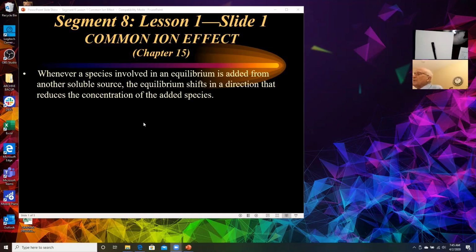So whenever you add something involved in an equilibrium from another soluble source, the equilibrium is going to shift in a direction that reduces the concentration of what you've added. This is Le Chatelier's principle.